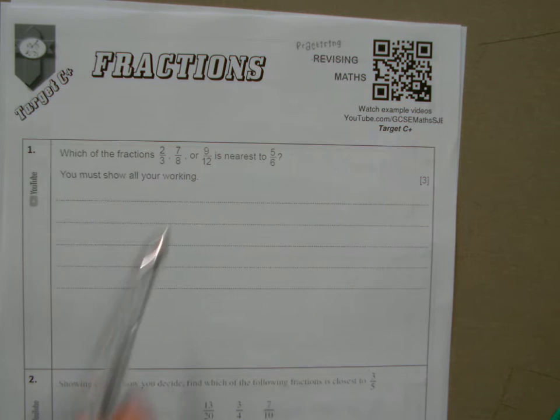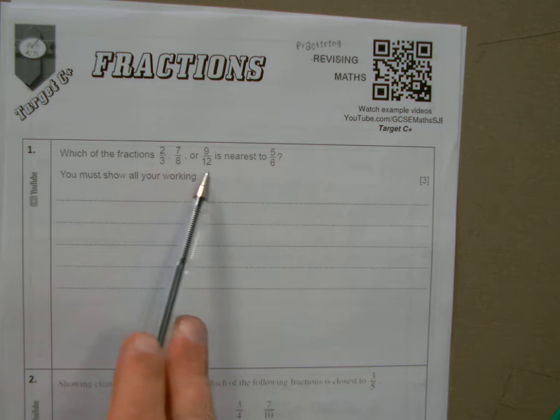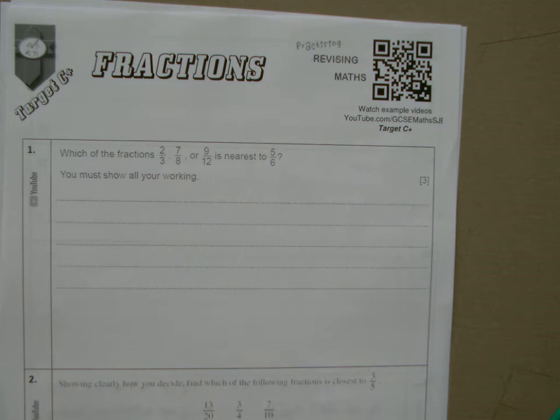Right, which of these fractions here, 2/3, 7/8, or 9/12, is nearest to 5/6? You must show all your work, and this is worth 3 marks. Now, when we compare numbers, it's quite easy to see which one is closest to a particular number. But when you've got fractions, it's a different ball game. And that's why there's 3 marks for this. We've got to do some work to actually show which is the closest.